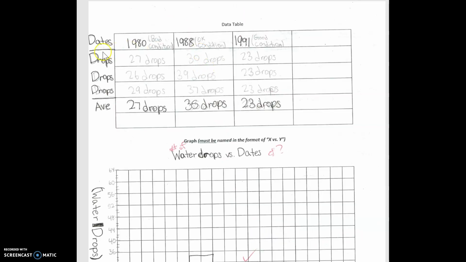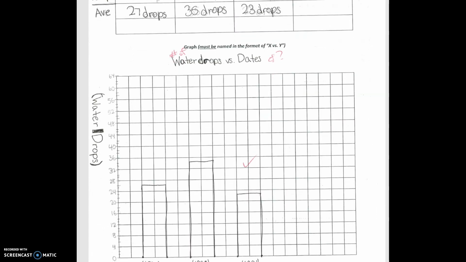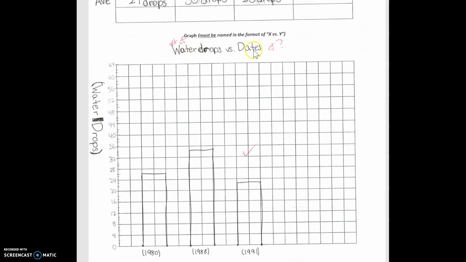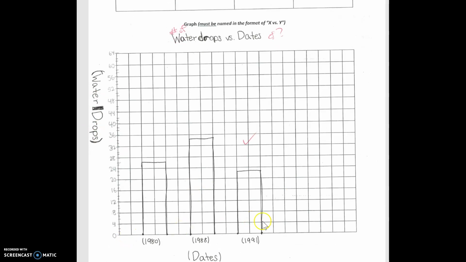Data table clearly points out the drops. The average could say year of penny up here, even though we know that's what it is. But also written bad condition, okay condition, good condition. We don't need to know that right now. Then we come down to our graph. Water drops versus dates. How about number of water drops versus the dates of whatever? We have our water drops over here. Water is our label, drops are our unit. And we have this over here, which shows us our date. This would be year of penny.